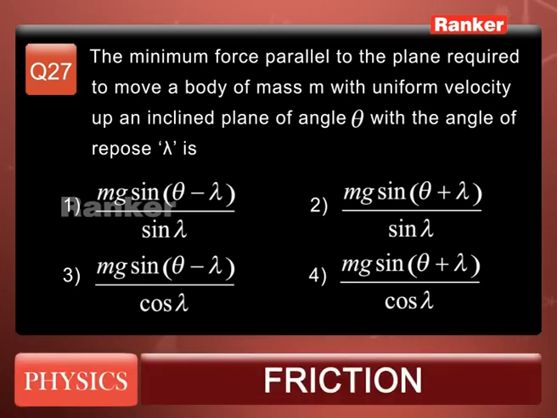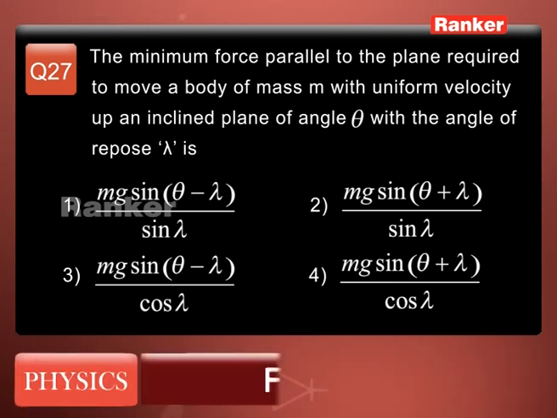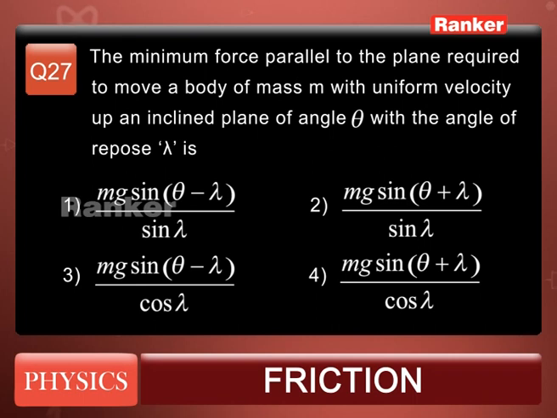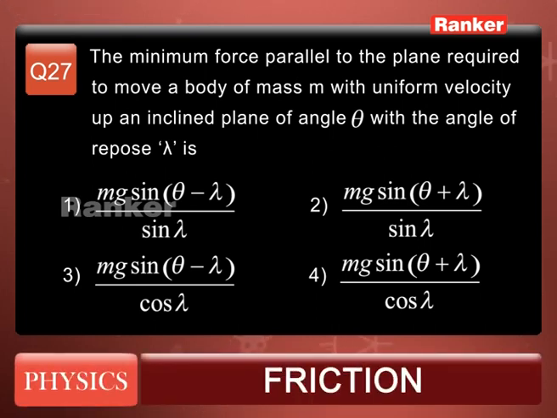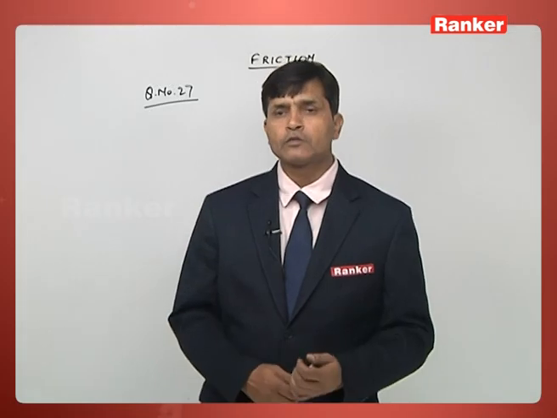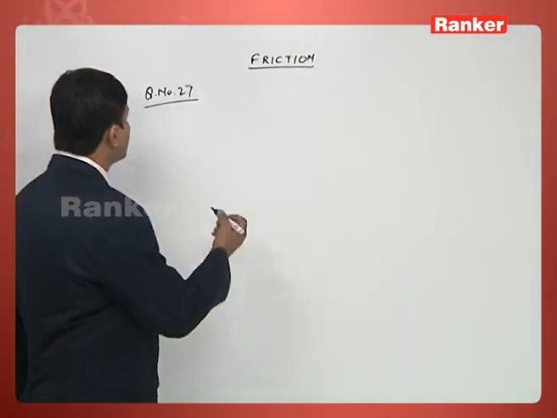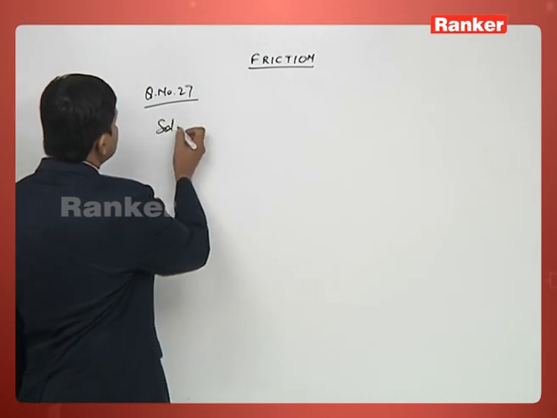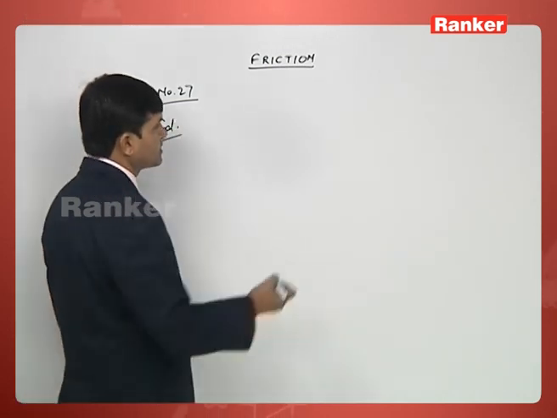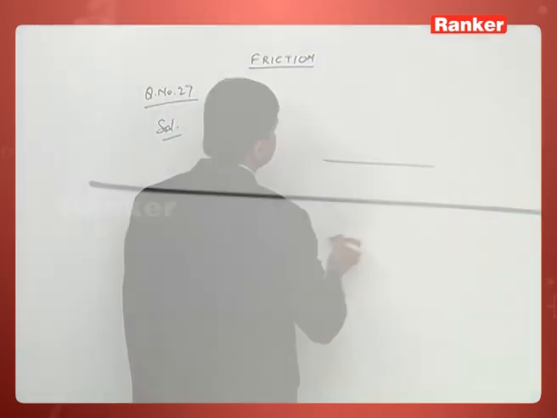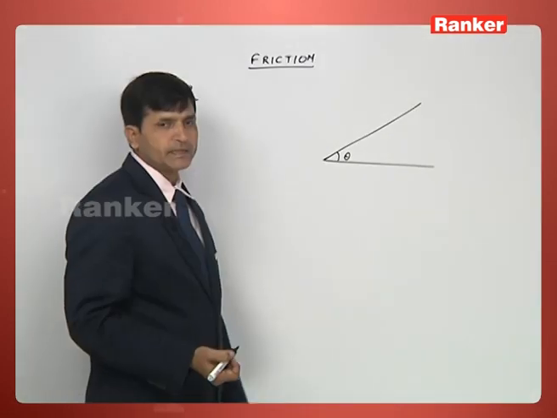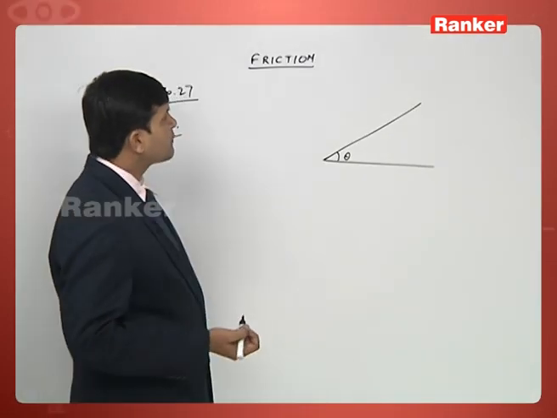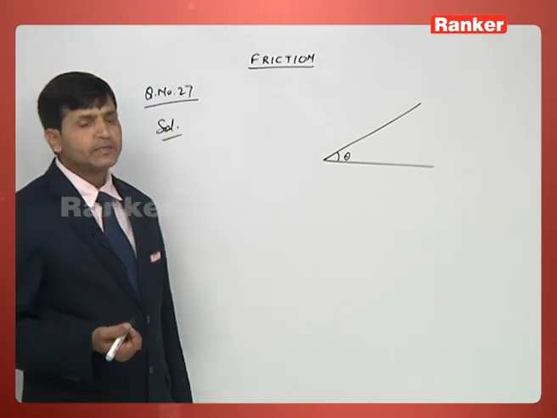The third option is mg sin(theta - lambda)/cos lambda, and the fourth option is mg sin(theta + lambda)/cos lambda. Now see how to solve this problem. First of all, I would like to explain the question clearly. This is the inclined plane, the angle of inclination is theta, and the angle of repose is given as lambda. What is the meaning of that?